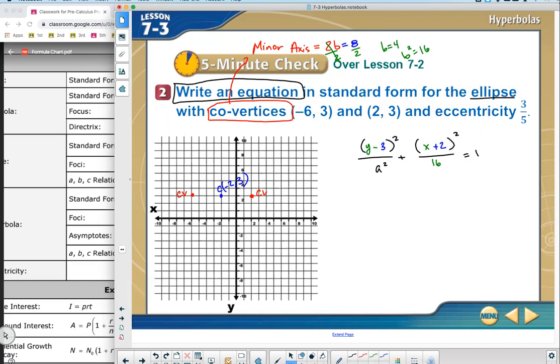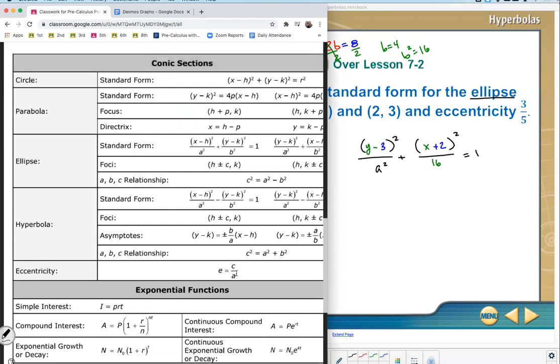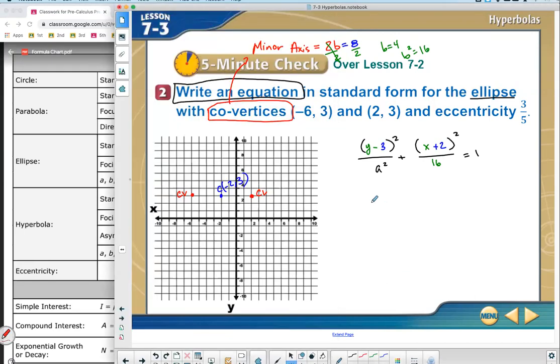Our problem, we find out the eccentricity is 3/5. That there is a formula for eccentricity here on the formula chart. The eccentricity is c divided by a for all shapes. So if eccentricity is c divided by a, I could substitute and say 3/5 equals c divided by a. That means my c is 3, my a is 5. For our problem, we only need a. So if a is 5, a squared would be 25. And so I've now plugged this in right here.